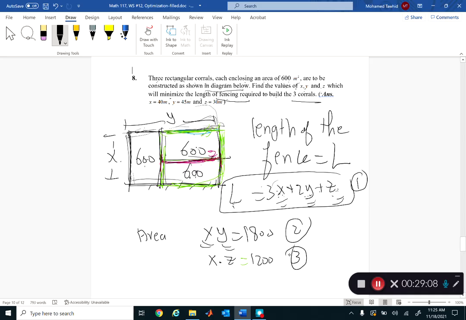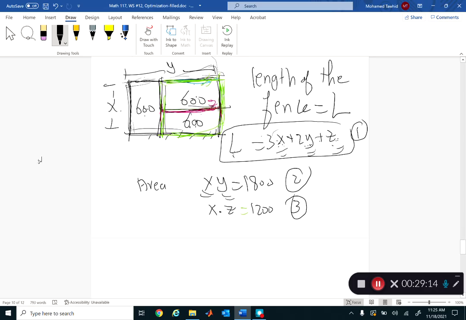Why am I doing this kind of area here? Because your goal is to minimize L. I need to get the minimum length L. But here your L is a function of x and y and z. So what I should do is write this in terms of just a function of x, or a function of y, just one variable, instead of 3 variables x, y, z.